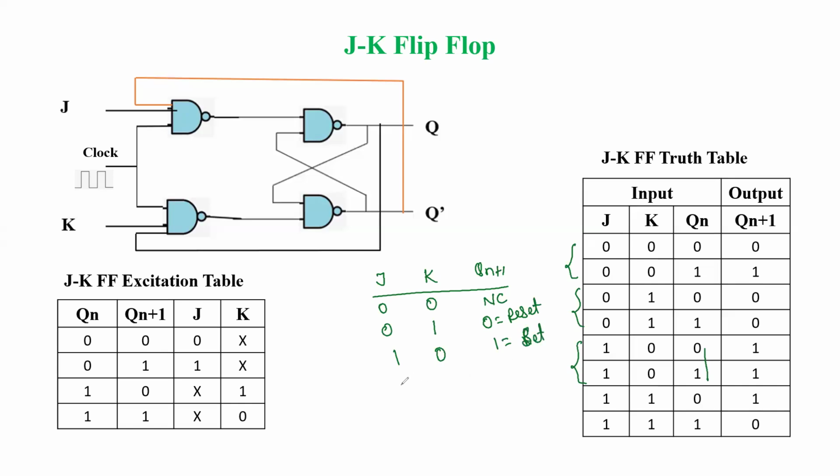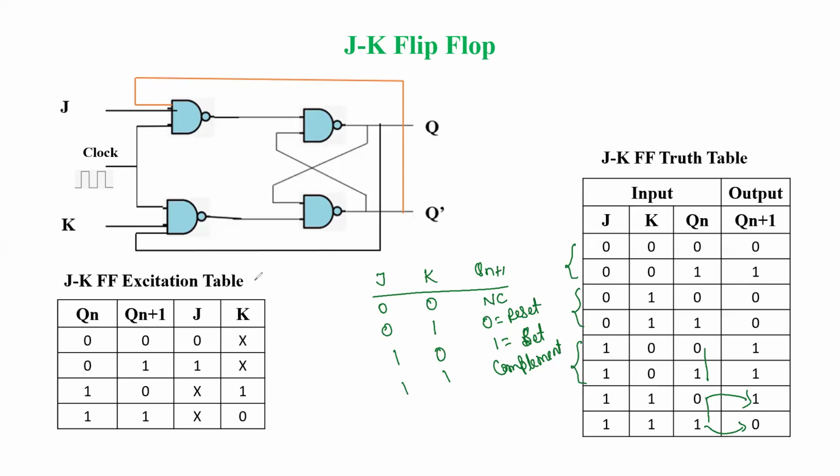And the last one is when both inputs J and K are 1, and Qn is either 0 or 1. When it is 0, it will become 1, and when it is 1, it is going to be 0. That is called complement. That is the scenario in the case of 1, 1.